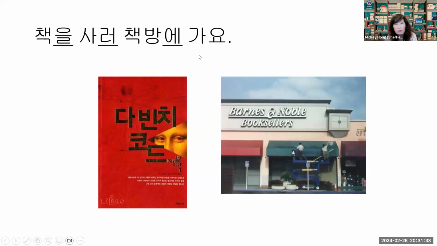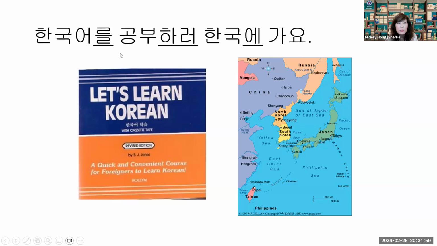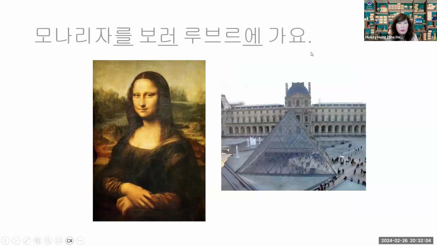책을 사러 책방에 가요. 서점 is another word for bookstore, and it's just as fine to say 책방에 책을 사러 가요. Again, please place the object right before the verb, the intended verb. 한국어를 공부하러 한국에 가요. In order to study Korean, you are going to Korea. 모나리자를 보러 루브르에 가요. So in order to have a look at the Mona Lisa, you're going to the Louvre.